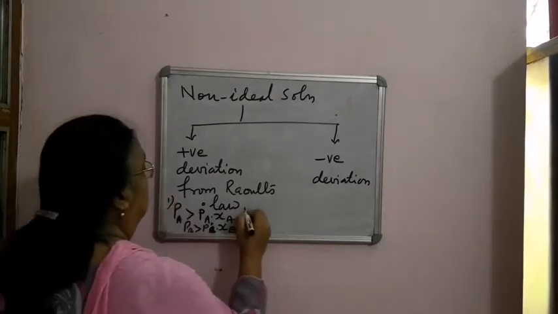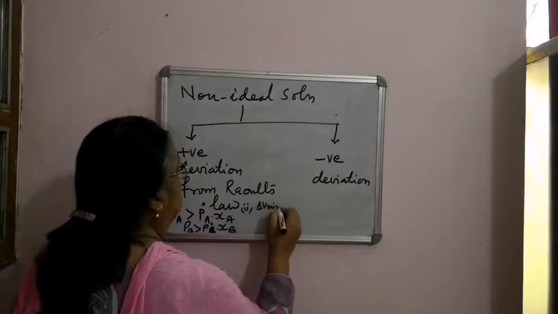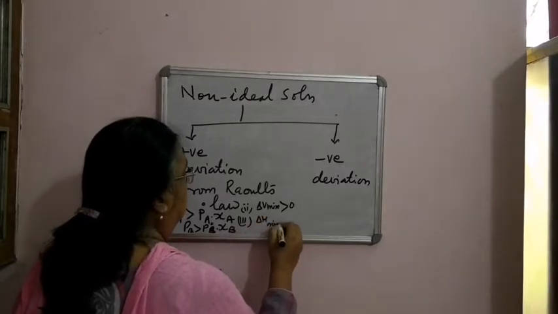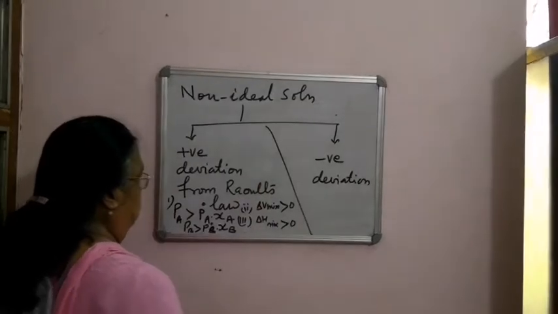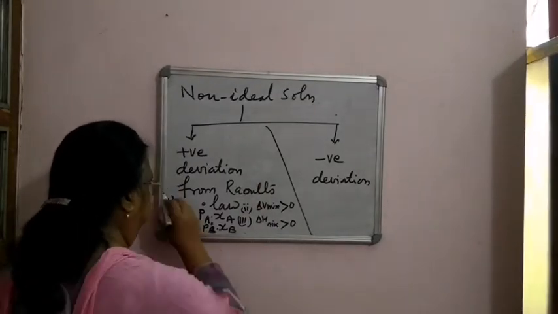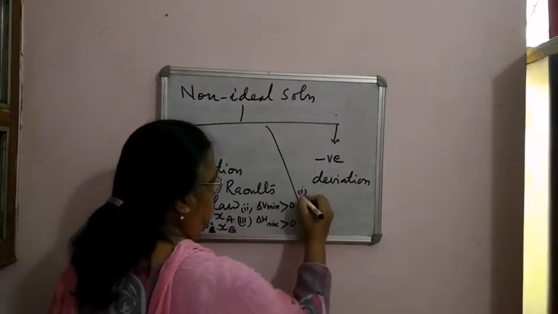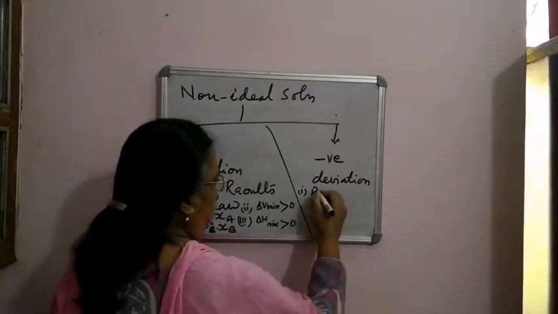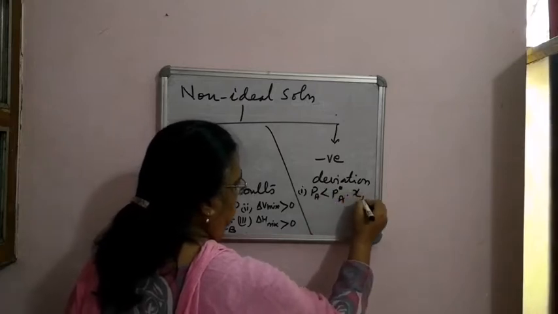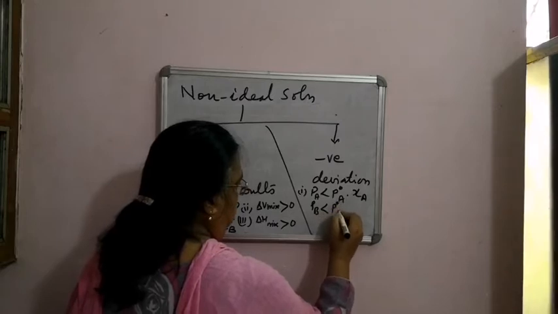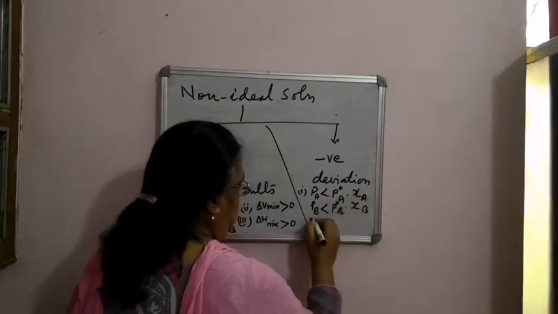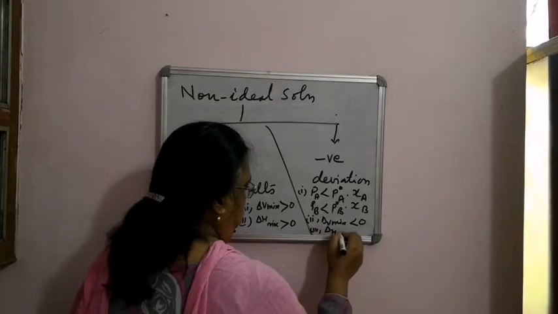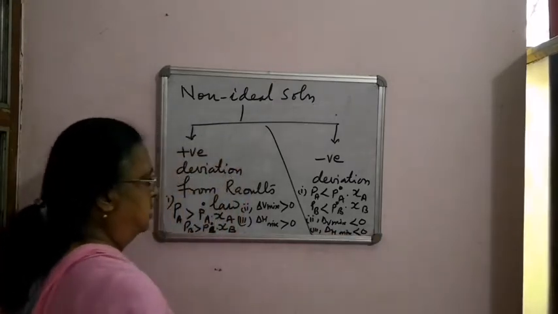And delta V mixing will be greater than zero, and delta H mixing will also be greater than zero for the solution. And for negative deviation, the vapor pressure which you get through the experiment will be less than what we get through Raoult's law. You can remember this. Second, delta V mixing will be less than zero, and third, delta H mixing will also be less than zero.